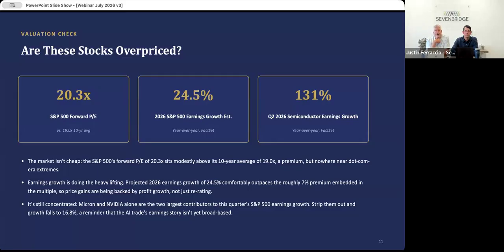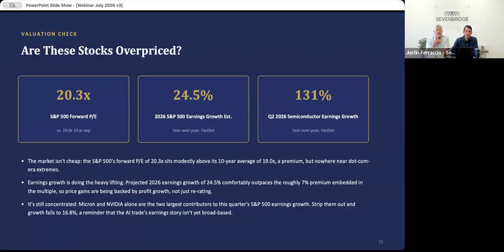Semiconductor earnings are growing at 130%. So we have explosive growth, and that's really what's supporting the markets right now. Something to keep in mind, that last bullet point: Micron and Nvidia, if we pull their earnings out of the S&P, it takes the earnings growth down to 16.8%. So still very strong. A typical earnings growth rate for the S&P 500, the average, is 7%. So we're more than triple a normal earnings cycle. If you ask yourself why the market is trading where it is, it's because of earnings growth.